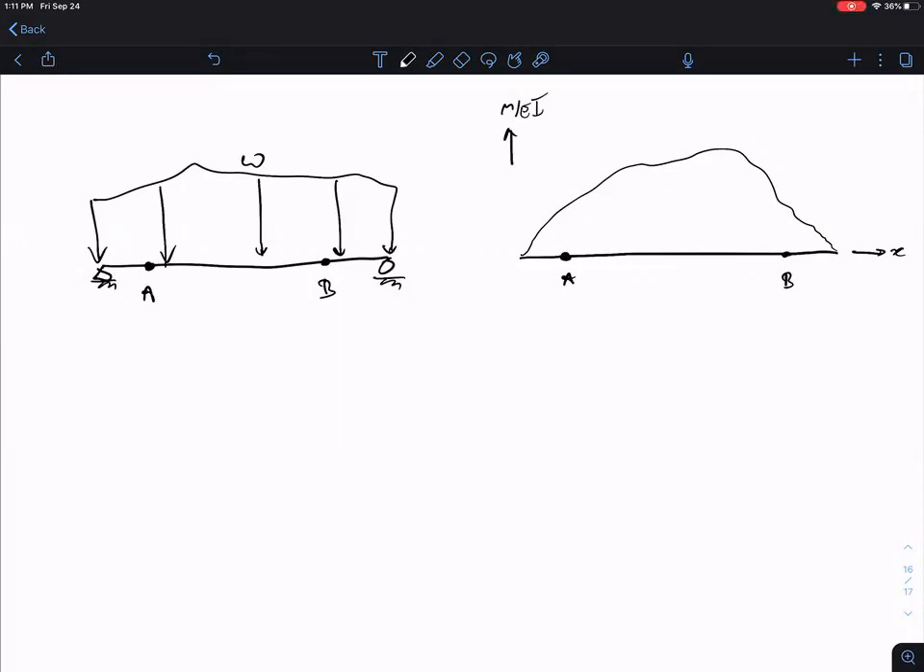And now let's look at an infinitesimal length of the beam. And we'll call that dx. Now, in a previous video, we established the relationship between the moment, the flexural rigidity, and the change in slope, right? So we established this relationship when we formulated the differential equation for beam bending.